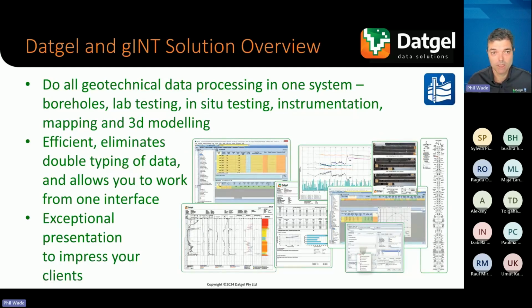So together, gINT and Datgel, the overall solution, our goal is to help you process and manage all types of geotechnical data, or testing data, in one place. So having it all in one single source of truth database makes things more efficient, eliminates double data entry of information, and we also provide really high quality reporting tools to present the information.